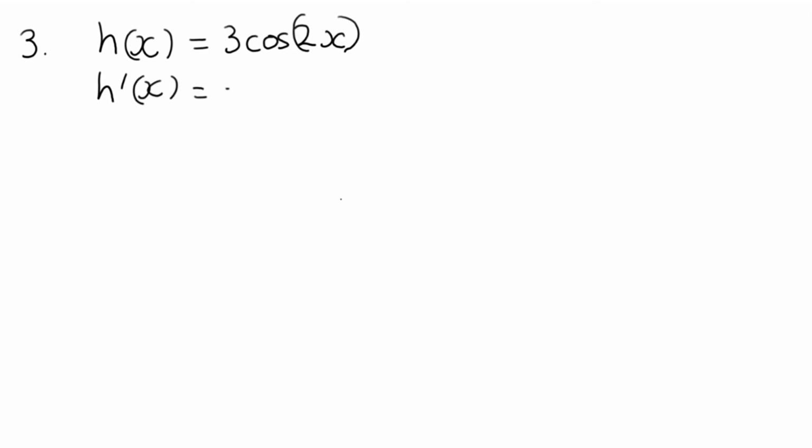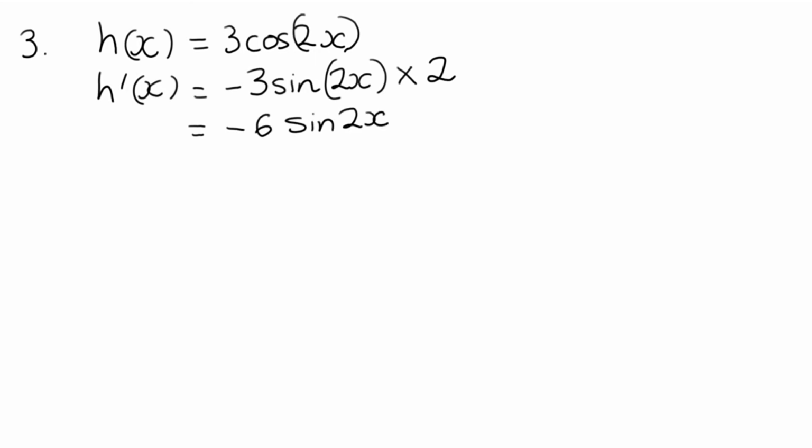Now on to question 3. h of x equals 3 cos 2x, and we can think of this as 3 cos of a bracket 2x. So when we differentiate cos we get minus sin, so I'm going to write minus 3 sin. We keep the bracket the same, and then we have to remember to multiply by the bracket differentiated. So we're going to multiply by 2. Then tidy that up, it would be -6 sin 2x. And at this point we can remove the bracket again.